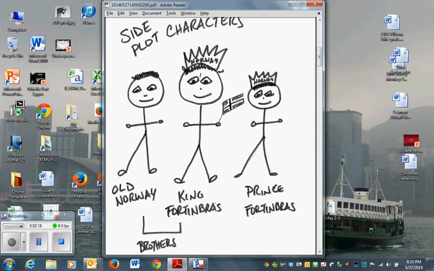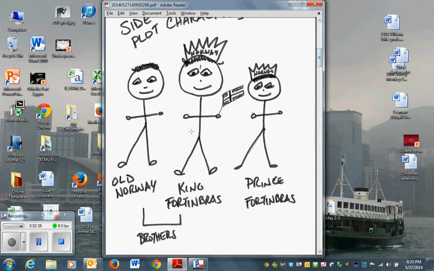Basically, we have a king of Norway before the play opens. His name is King Fortinbras. He has a son. If you want to add Junior after this, that's fine. The only Fortinbras you're going to meet in the play is this one. But prior to the play's opening, we have a king of Norway and his son, Fortinbras, and we have Old Norway, who also does not have a name, but who is brother to the king. And so clearly Old Norway would be Prince Fortinbras' uncle.